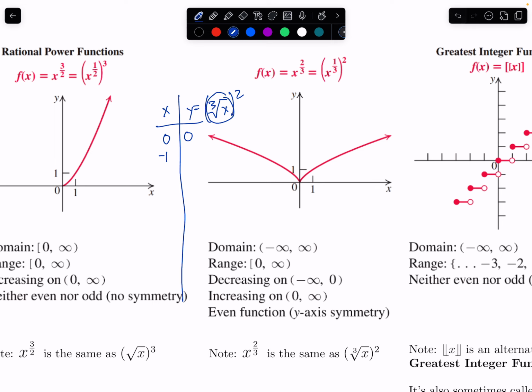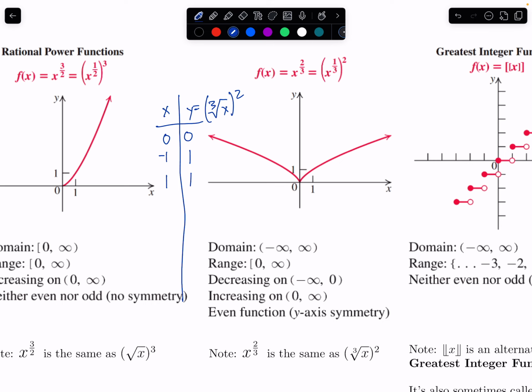1 and negative 1 are always good choices. The cube root of negative 1 is negative 1. And then when I square it, I'm going to get a positive 1. The cube root of 1 is 1. Square it, I get a positive 1. Okay, what else can I take a cube root of?